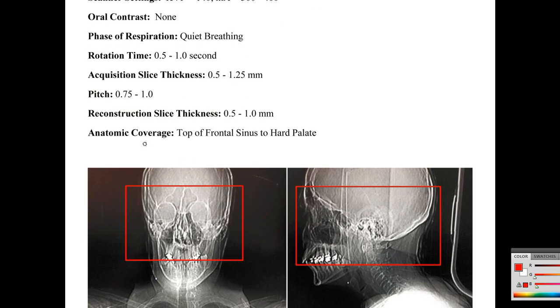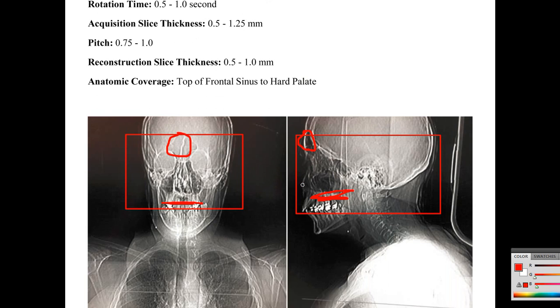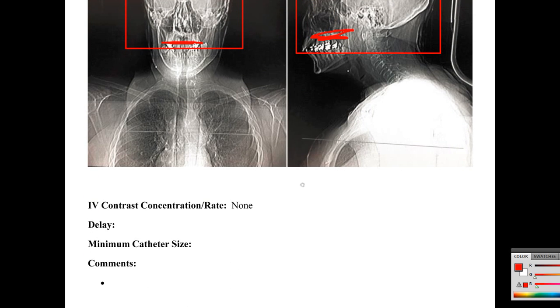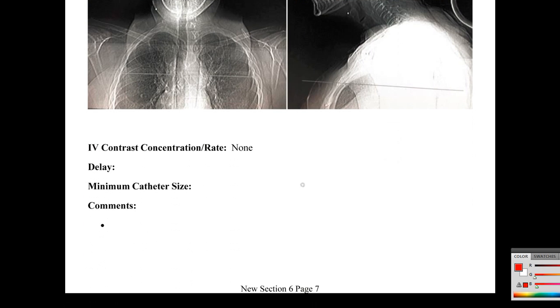The anatomic coverage is going to be from the top of the frontal sinus to the hard palate. So this is why it's debatable whether it actually applies to the neck or not. We're going from the frontal sinus to around this area here. As we'll see, it corresponds to this area, and we're going slightly above cervical at the frontal sinus. As we can see, it's a little easier to demonstrate on the AP view for this type of scan.